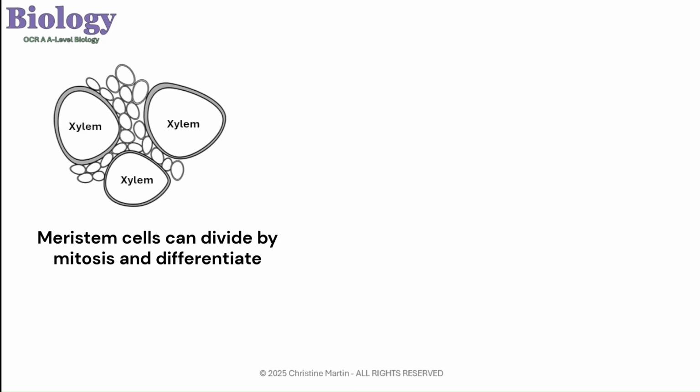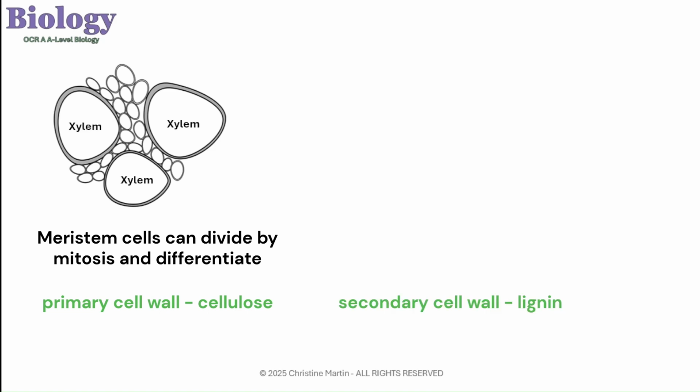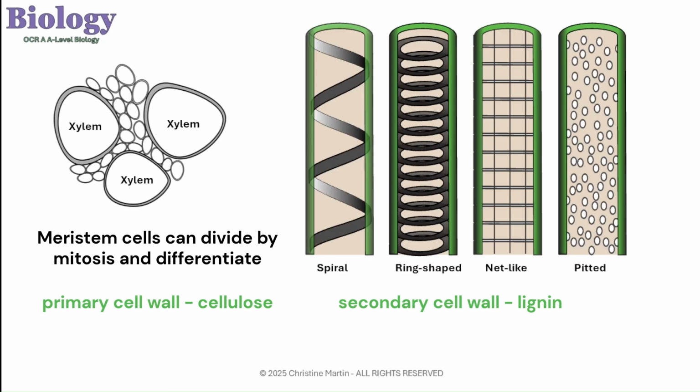Meristem cells in the vascular cambium will divide by mitosis to produce living precursor cells, which then differentiate into xylem cells. Now, during differentiation, a primary cell wall made of cellulose is laid down. A secondary cell wall made of lignin, which is a complex irregular polymer, is deposited in specific patterns. Now, these patterns can be spiral, ring-shaped, net-like, or pitted. Now, this lignification strengthens the wall and prevents collapse under the tension created during water transport.